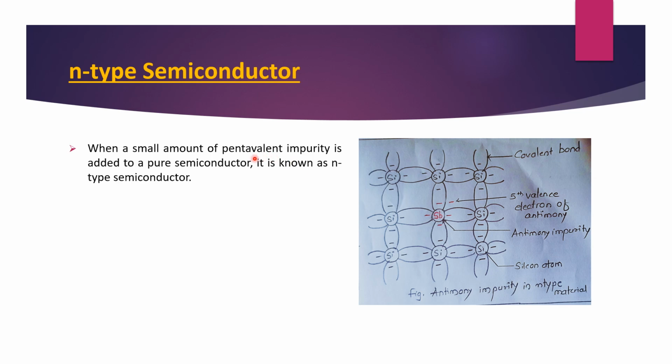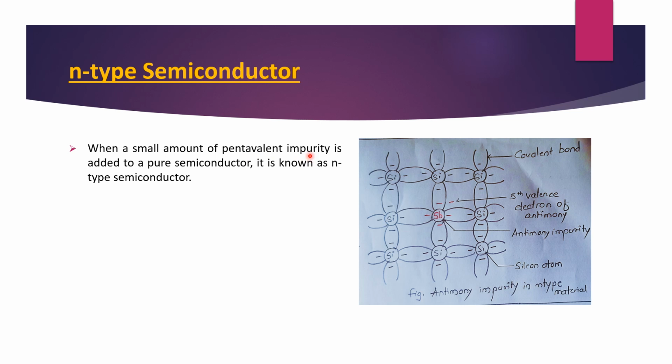So when a small amount of pentavalent impurity is added to a pure semiconductor, it is known as an N-type semiconductor. The small amount, the exact figure I will give you at the end of the slide. Pentavalent impurity. The word penta means 5, valent means valence electrons. So pentavalent is 5 valence electrons.